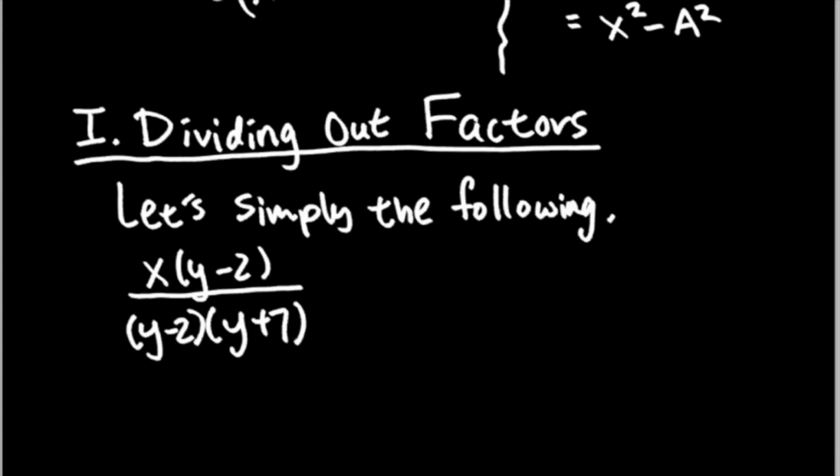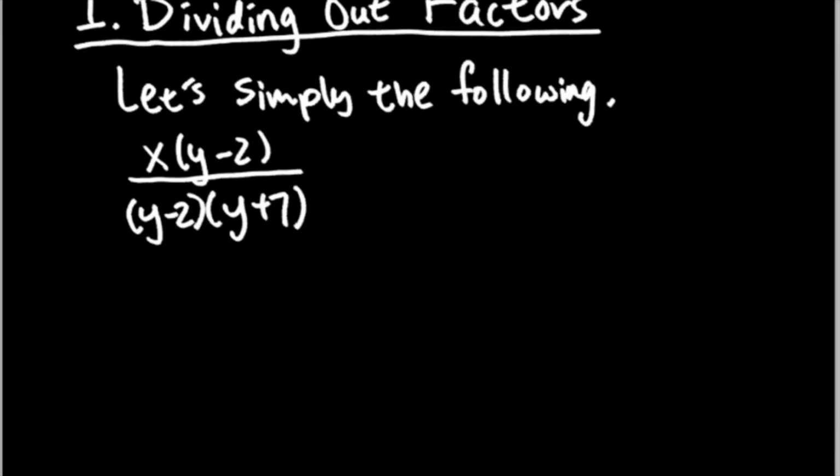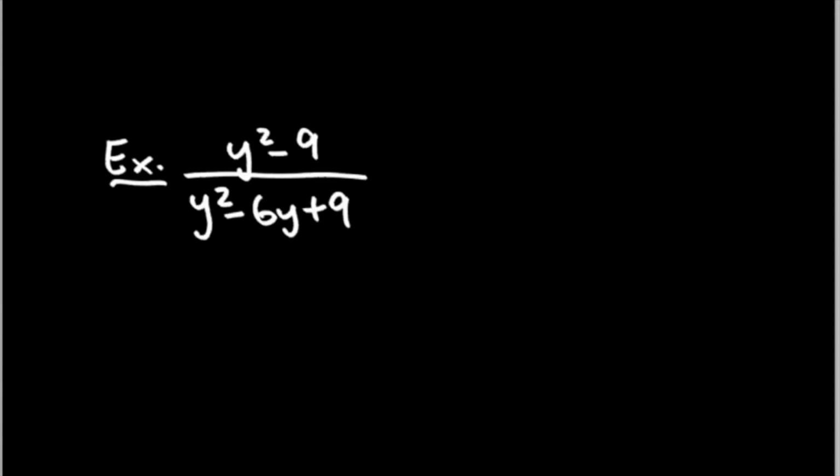Alright, dividing out factors. Let's just simplify this. If we look at this, we already have everything in what's called factored form. In other words, everything is multiplied by each other. So we can easily see what divides out. What divides out? y minus 2. That divides out. Therefore, what we're left with is x divided by y plus 7. Can we do anything more than that? Nope.